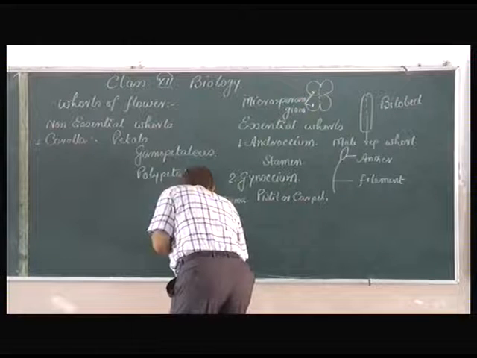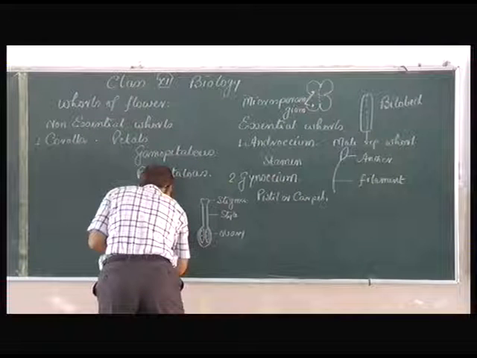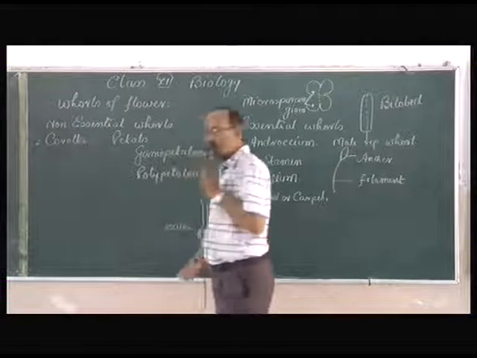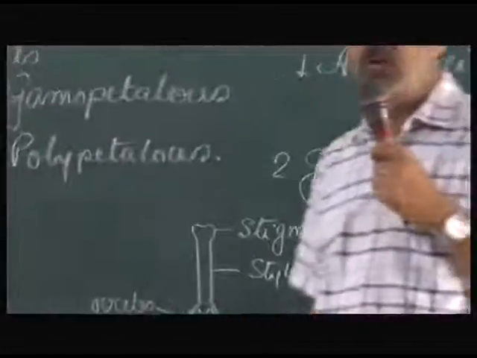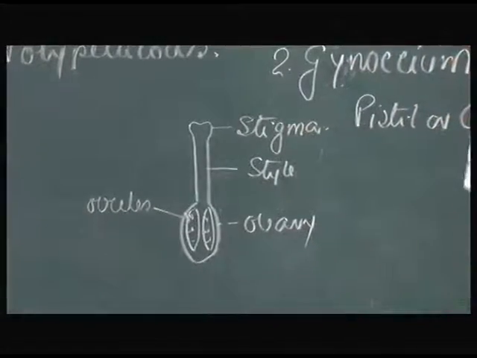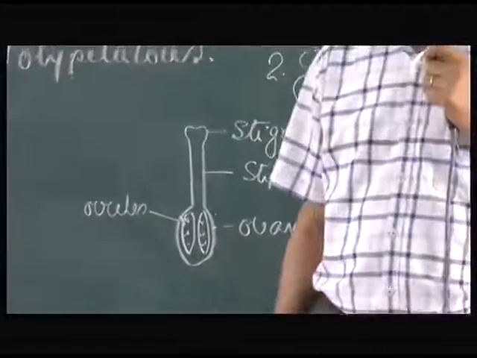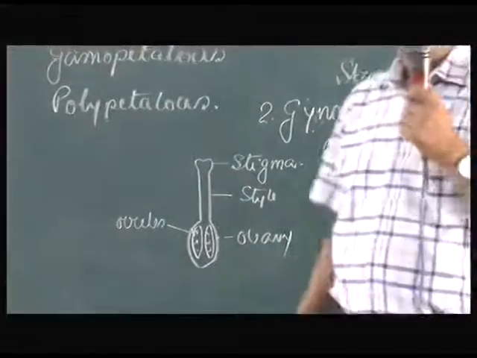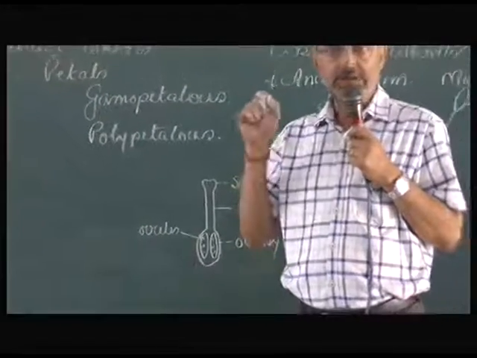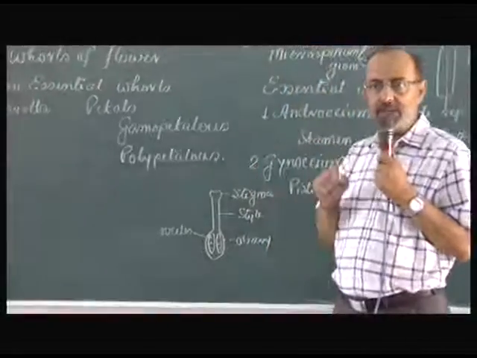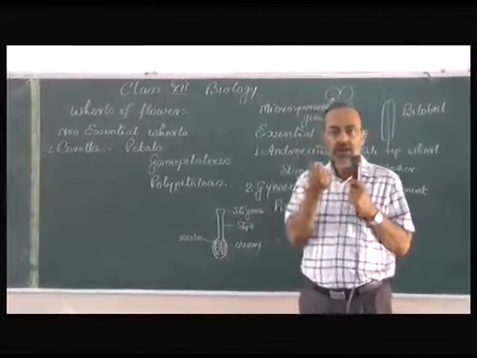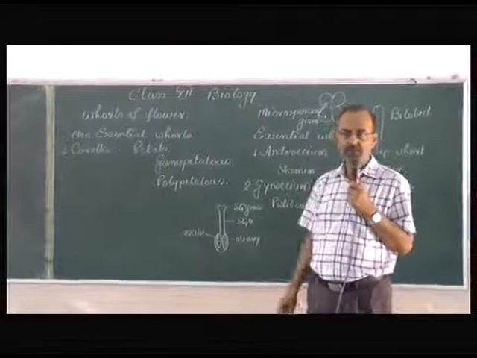These structures are known as ovules. Clear? So inside each locule small bead-like structures are present which are known as ovules. The ovules represent the female gametophyte, and inside the female gametophyte the megaspore or the egg cell is produced. Clear?